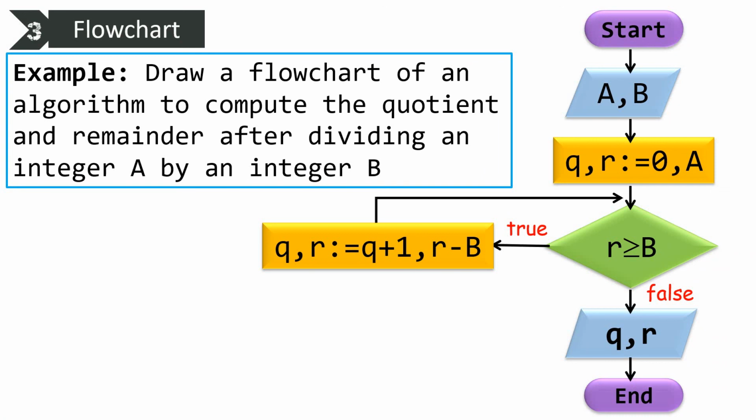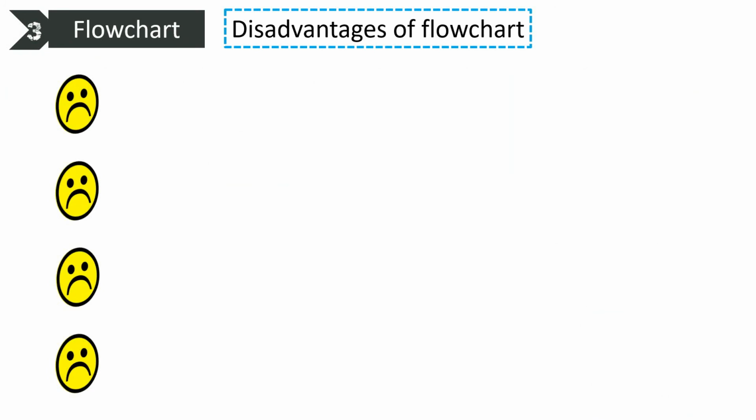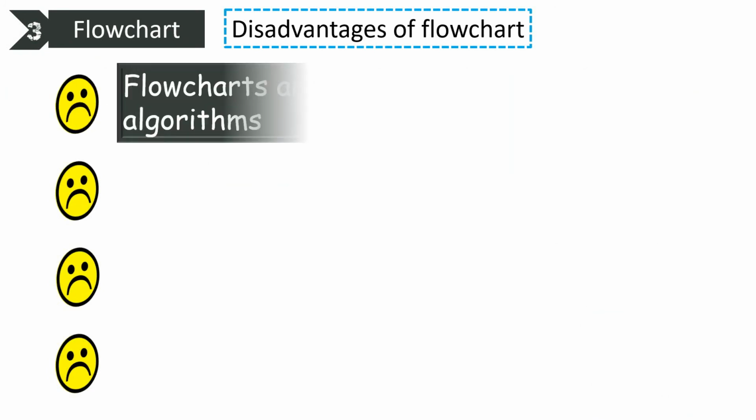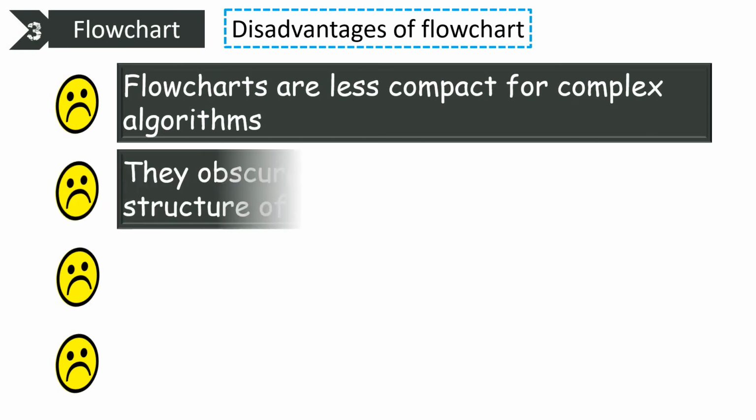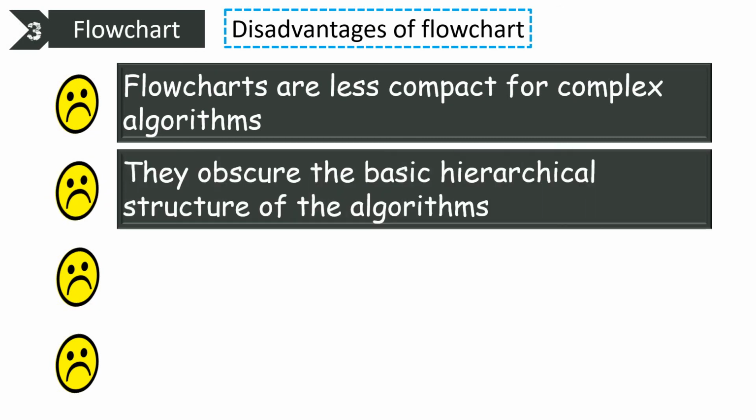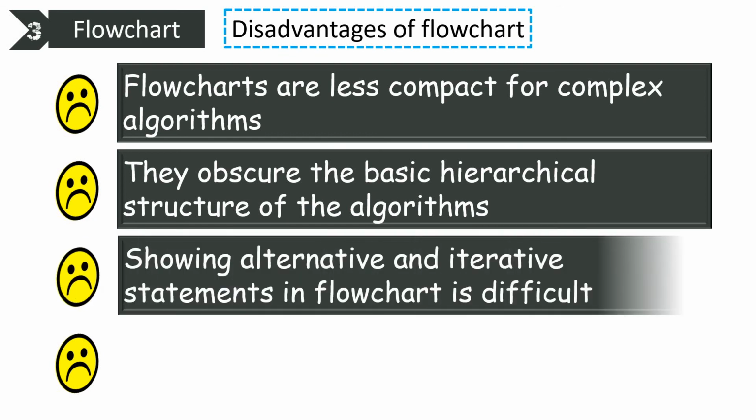Even though flowcharts are easy to understand and they clearly indicate the sequence of instructions, they have their own disadvantages. The first disadvantage is flowcharts are less compact for complex algorithms. The second disadvantage, they obscure the basic hierarchical structure of the algorithms. The third disadvantage is showing alternative and iterative statements in flowchart is difficult.